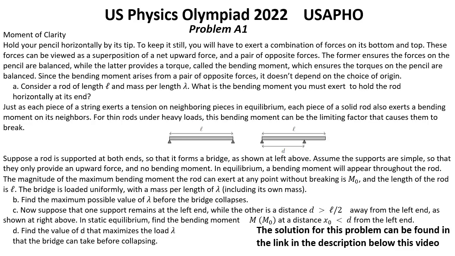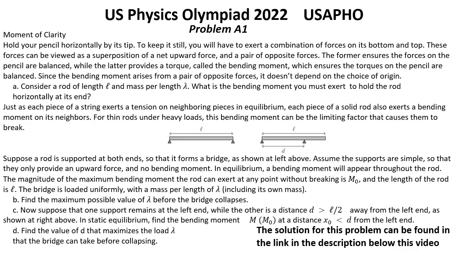Problem A1. Moment of clarity. Hold your pencil horizontally by its tip. To keep it still, you will have to exert a combination of forces on its bottom and top. These forces can be viewed as a superposition of a net upward force and a pair of opposite forces. The former ensures the forces on the pencil are balanced, while the latter provides a torque called the bending moment, which ensures the torques on the pencil are balanced.